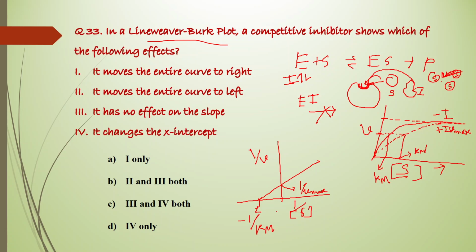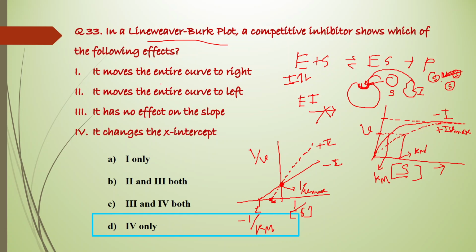So obviously here what will happen? If Km is high, 1 by Km will decrease. The y-intercept is remaining constant because Vmax is the same, but the Km value has increased. So minus inhibitor was this, but with inhibitor, in case of competitive inhibition, the curve looks like that, where the y-intercept is the same, but the x-axis intercept has decreased. So let us see among the options which was correct.